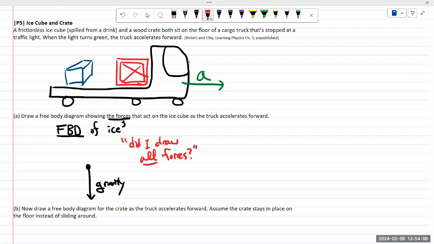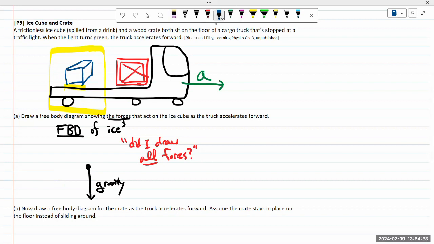One is acceleration. With only gravity drawn, what I'm being told is that my acceleration should be downward. But because I drew this picture before, I'm imagining an ice cube sitting on a truck bed. I know it's not accelerating downward. If someone tells me this is accelerating downward, I tell them, no, that's wrong. So what that tells me is that I haven't drawn all the forces. So I need to think a little more. Could I get any more forces?